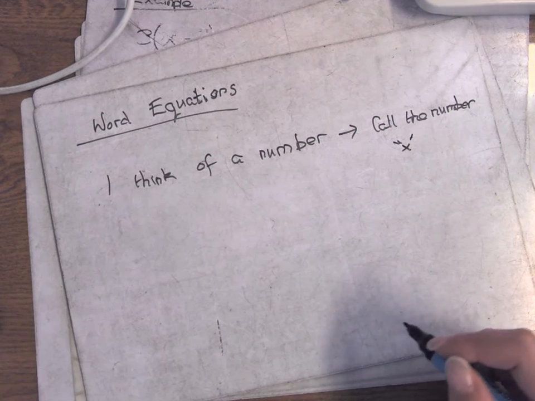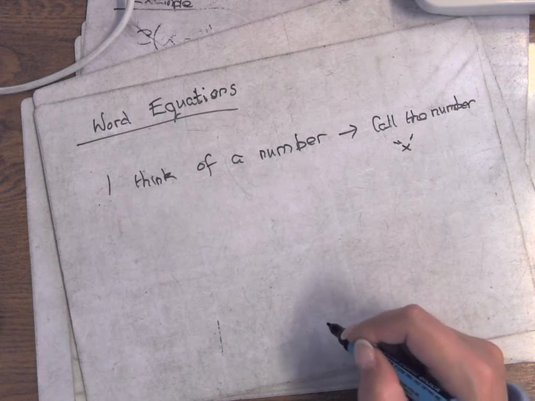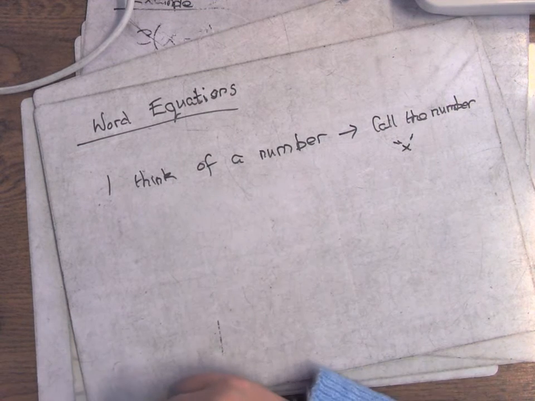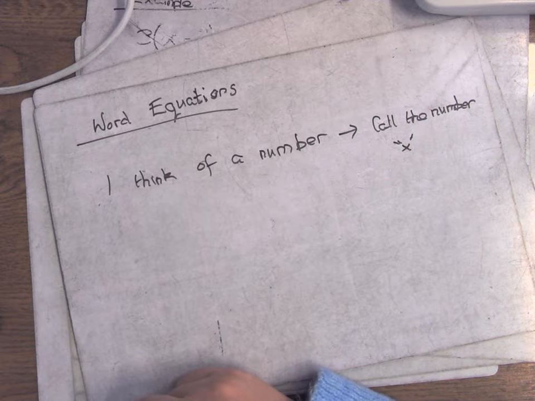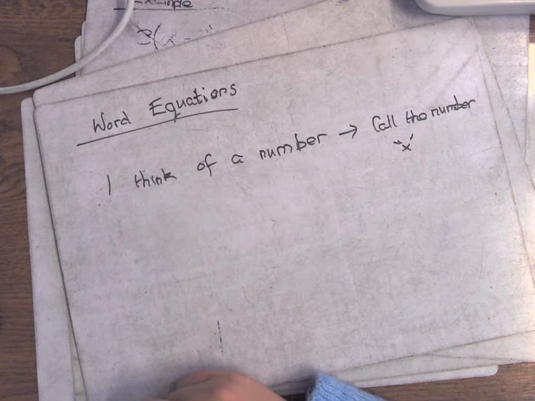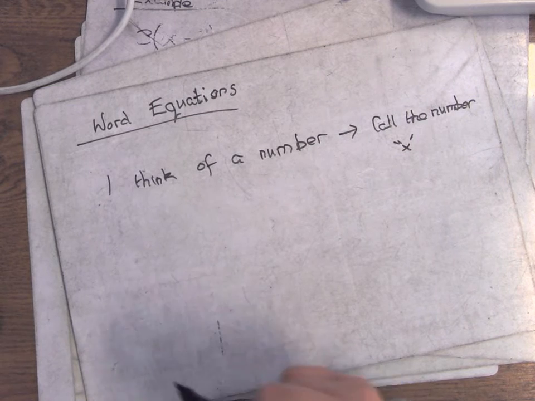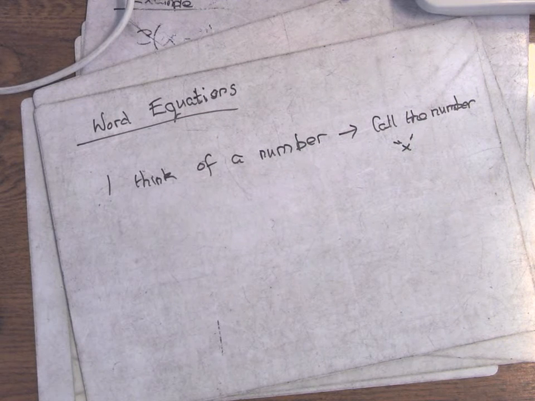Okay, don't write, I'll show you what to write now, because don't write any of the rest, this is me just telling you where we're going. So if I think of a number, what are you going to say? What's the number? X. So I think of a number, you say X, right?